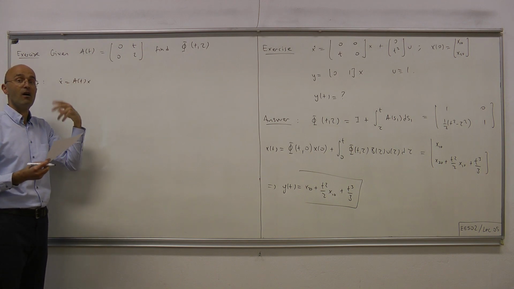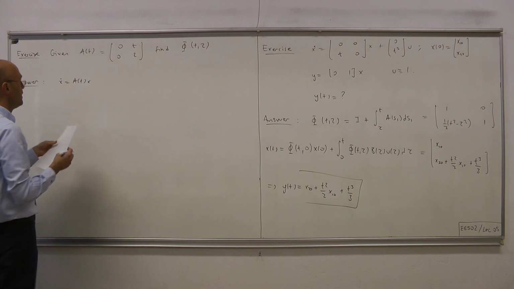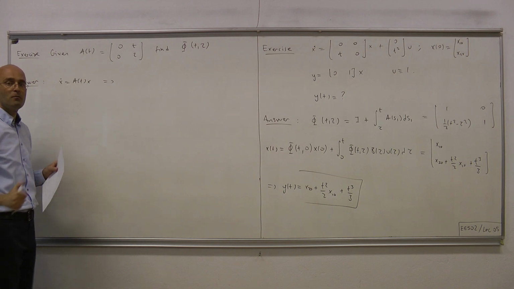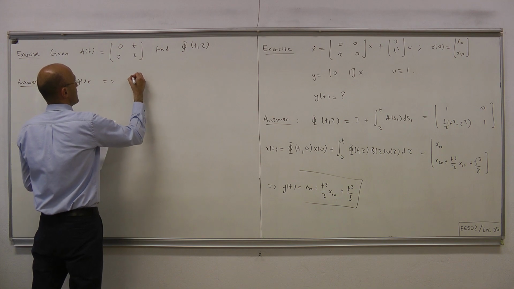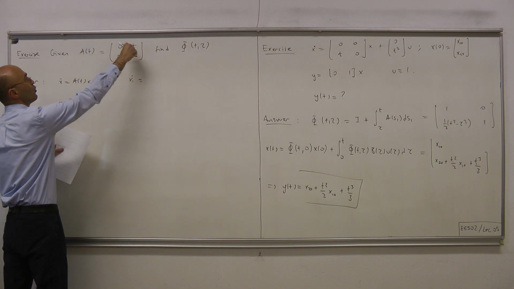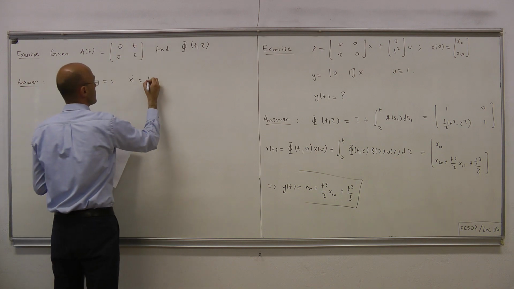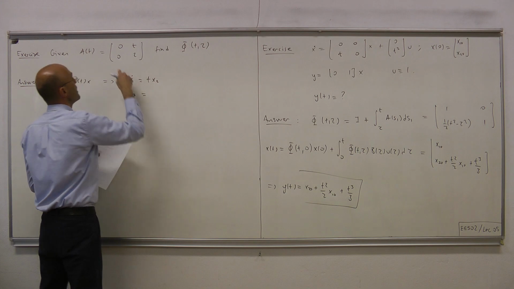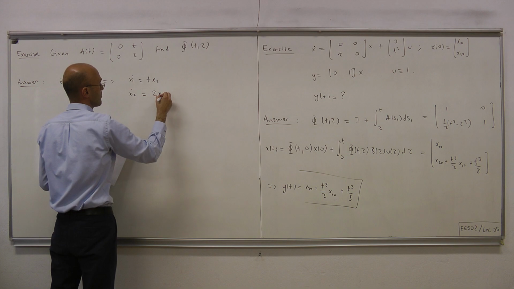x is a vector in R2. This is a 2x2 matrix. Now let's write this vector differential equation as two scalar differential equations. So what we have is x1 dot equals 0 times x1 plus t times x2, and x2 dot equals 0 times x1 plus 2 times x2.